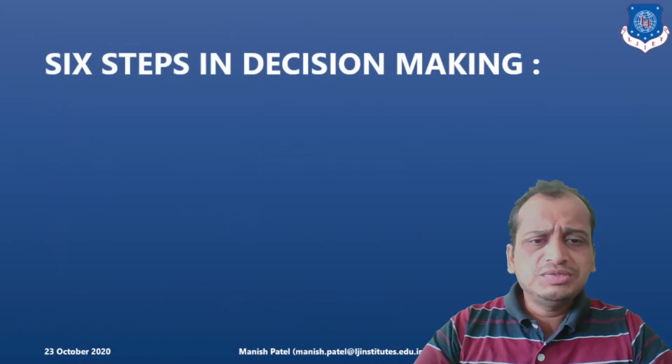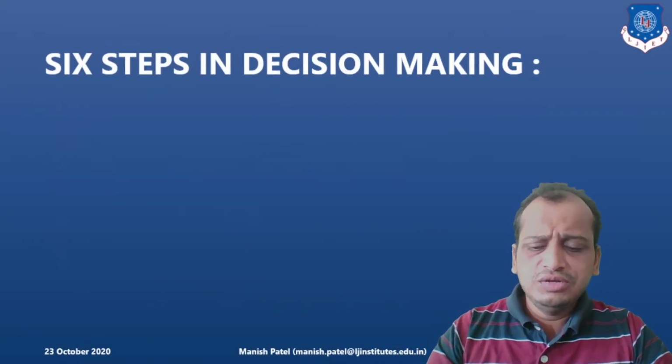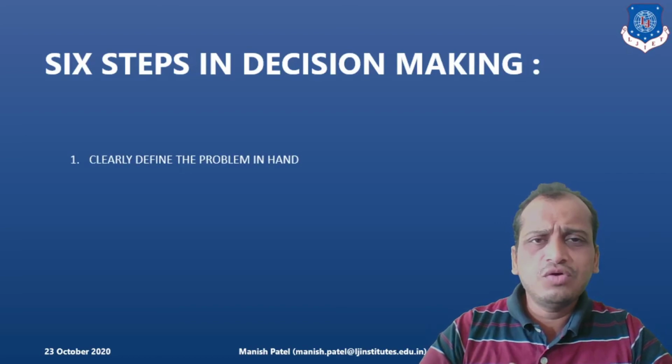Now, what are the steps in decision making? Let's look into them one by one. First of all, whatever the problem is, clearly define the problem. What the states of nature are, what the outcomes are, what the alternatives are, we have to identify them. But before that, we have to define the problem in hand.